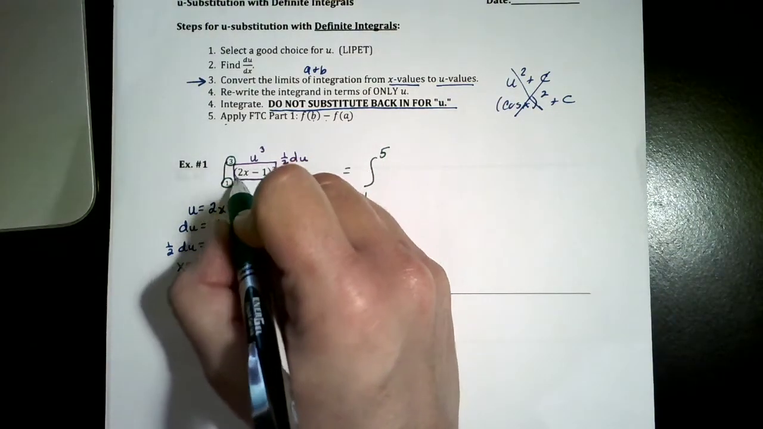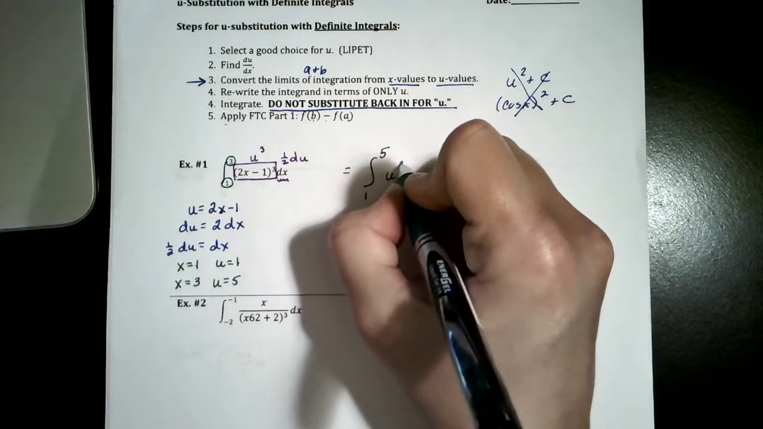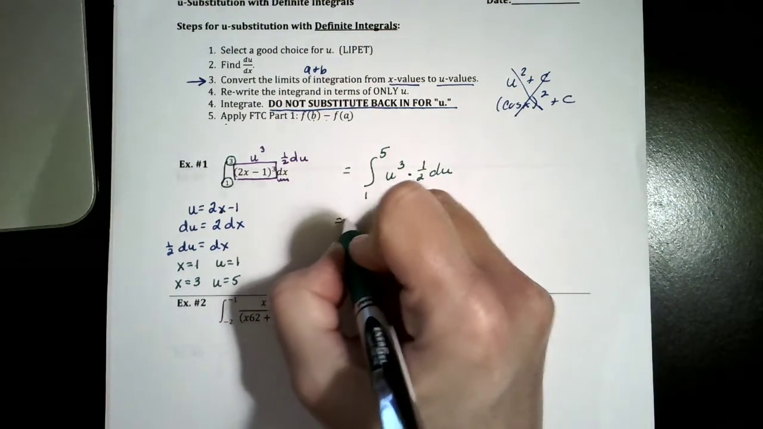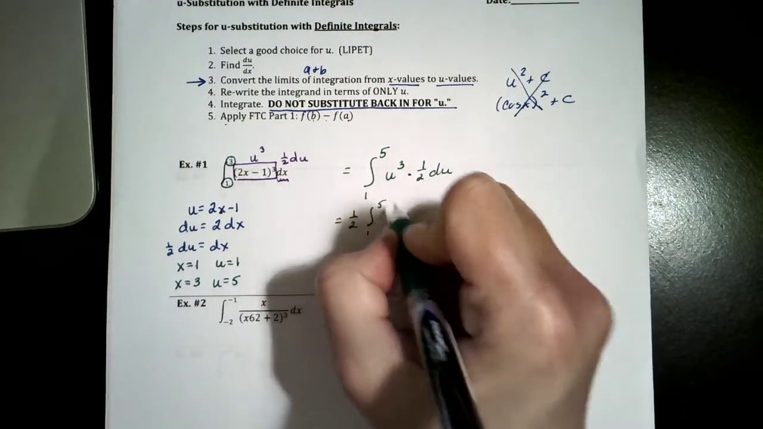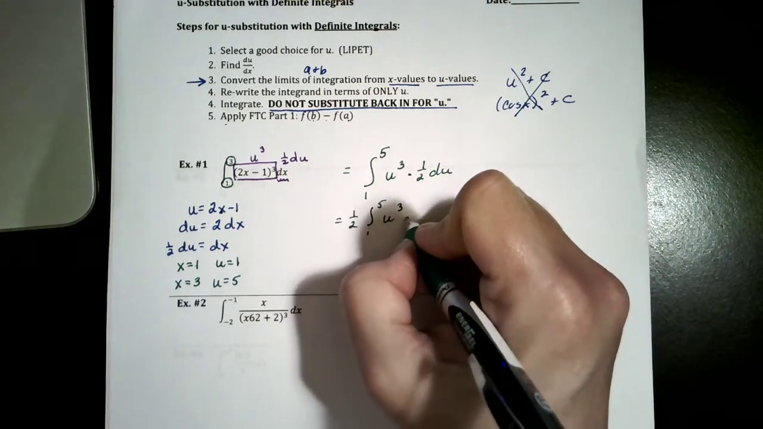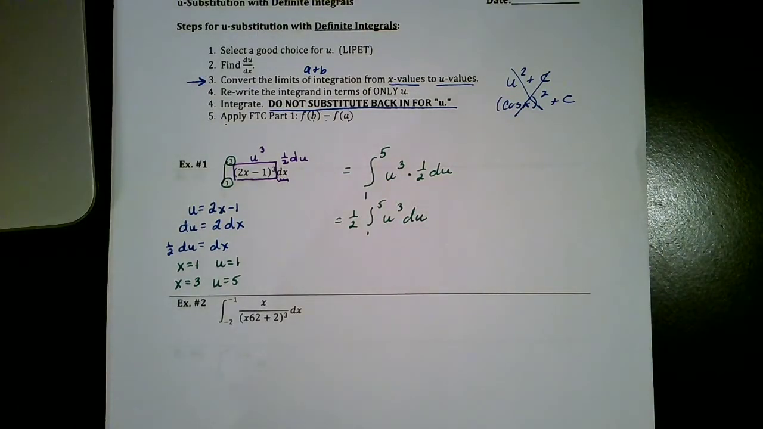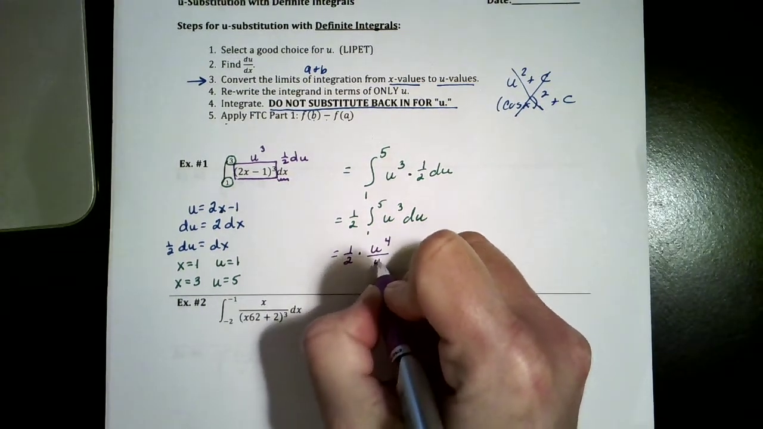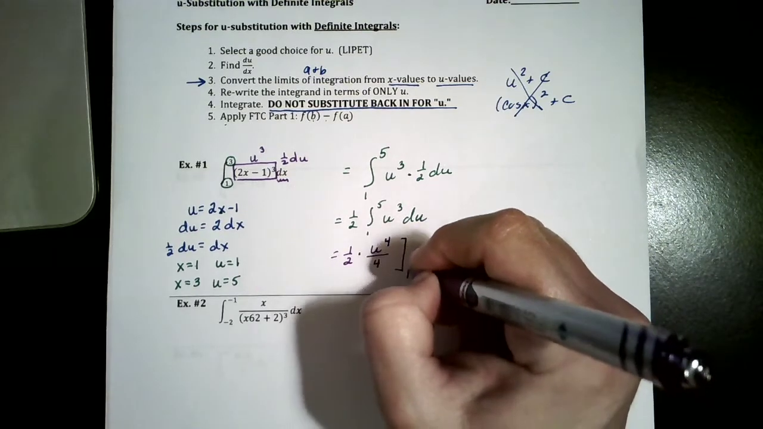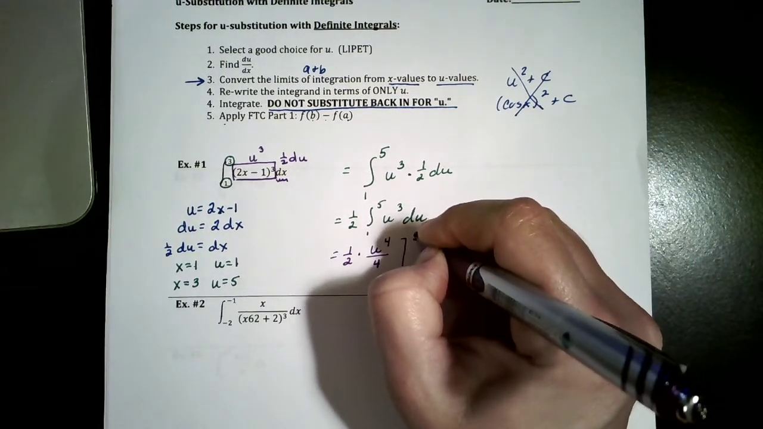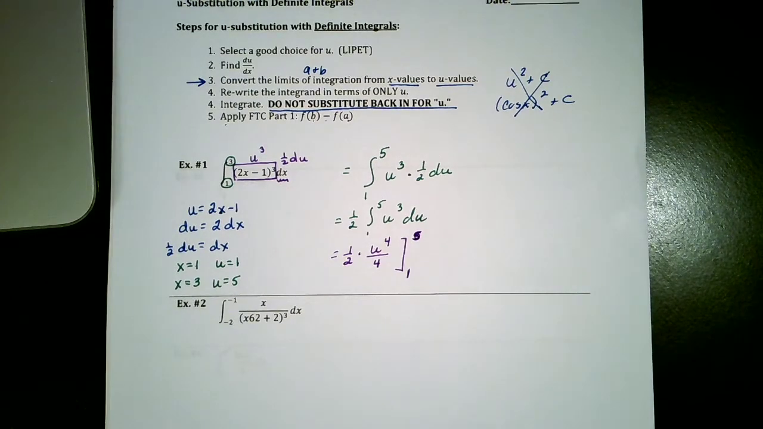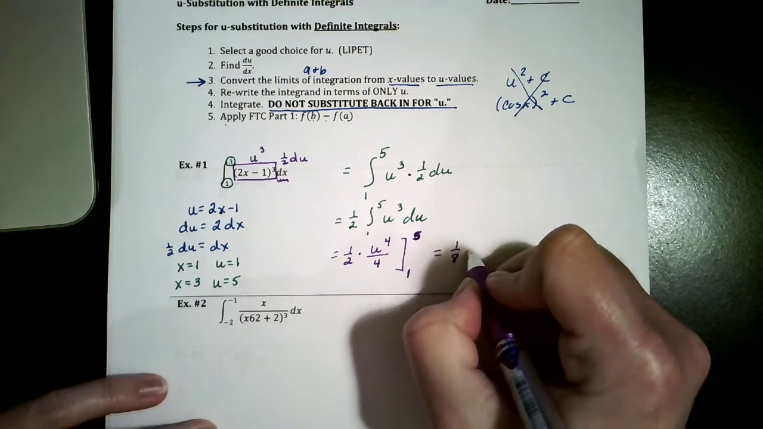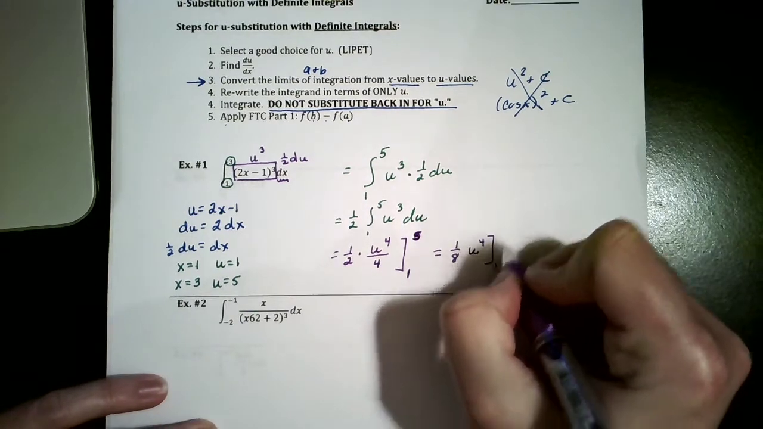And my integrand becomes u to the third times 1/2 du. And I can pull that 1/2 out and write it as the integral from 1 to 5 of u to the third du. And now I can integrate. So I get 1/2 times u to the fourth divided by 4. This time I'm not putting a plus c on. I'm doing the fundamental theorem of calculus. So if I do 1/2 times this 1/4, I get 1/8 u to the fourth from 1 to 5.